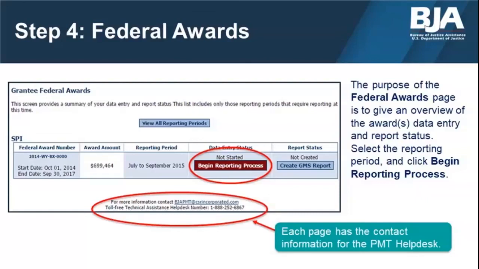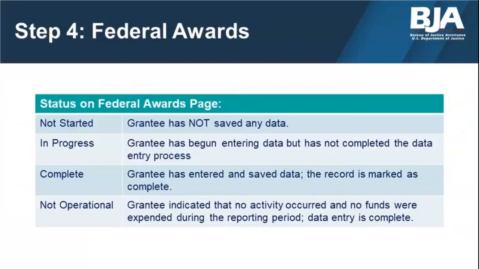To begin the data entry process, go to the Federal Awards page. Its purpose is to give an overview of data entry for all awards. If you have any questions about the PMT, the Helpdesk toll-free number and email address are at the bottom of every page of the system. Click the red Begin Reporting Process button next to the reporting period you want to begin entering data for.